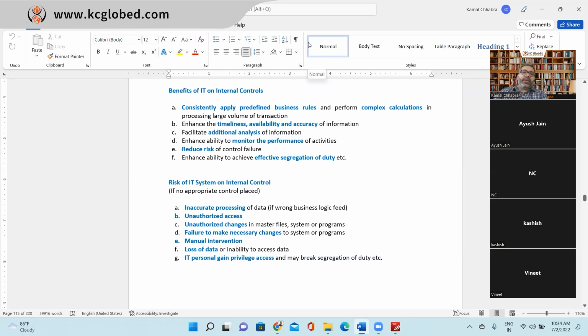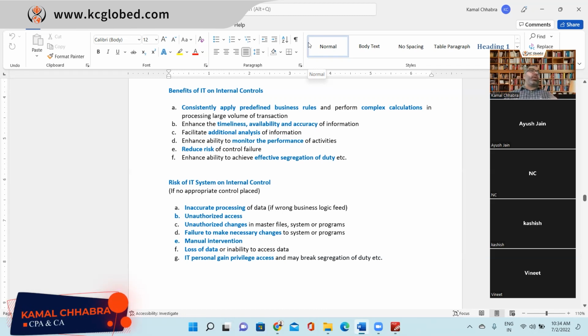Next one is enhanced ability to monitor the performance of activity. Here, if you have data appropriately captured, you can see how things are moving. For example, in which area you are making more sales, in which area you're not, which product is giving you more revenue, which services are profitable, which are not. If you have all this data through the information system and you analyze and monitor it, then at a business level you can make stronger strategies for the future outcome, right?